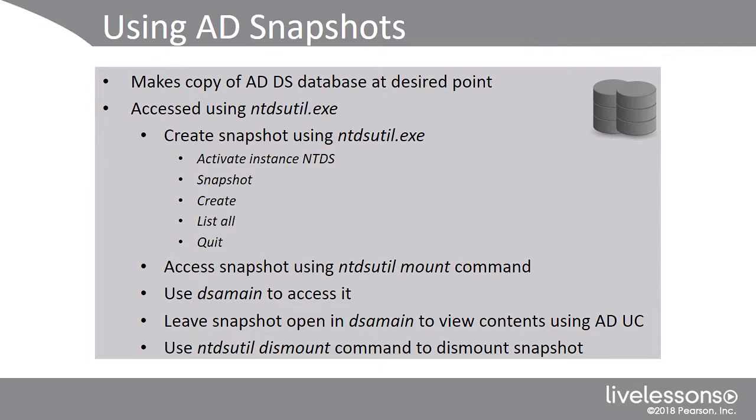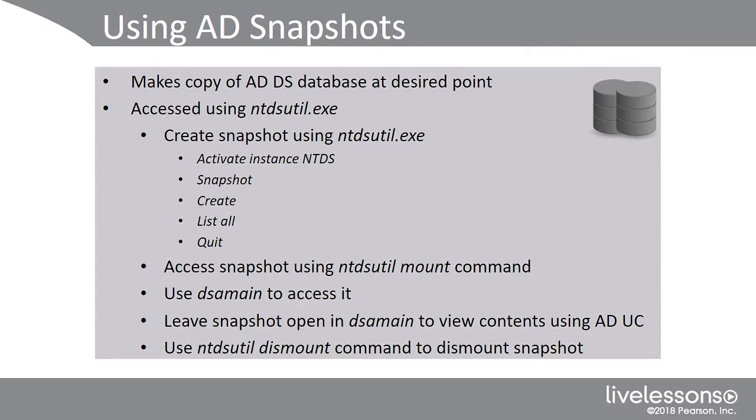To create a snapshot, you're going to open up the command prompt with elevated permissions, and then you're going to type in ntdsutil.exe. You're then going to type in the following 5 commands: activate instance ntds, snapshot, telling it what it's going to do next, create the snapshot, then we can list them out, and then we can quit out. And at that point, we've created our snapshot.